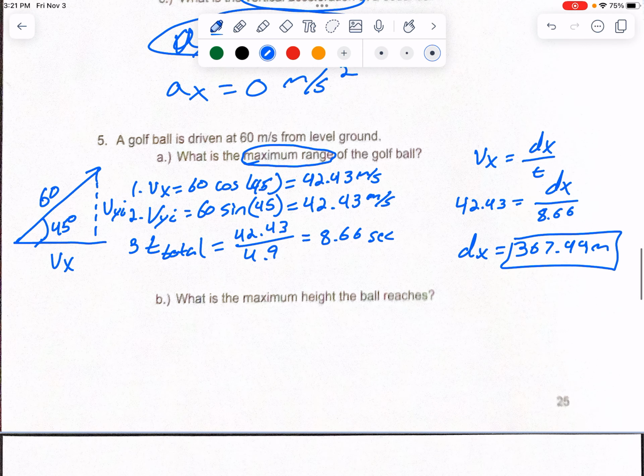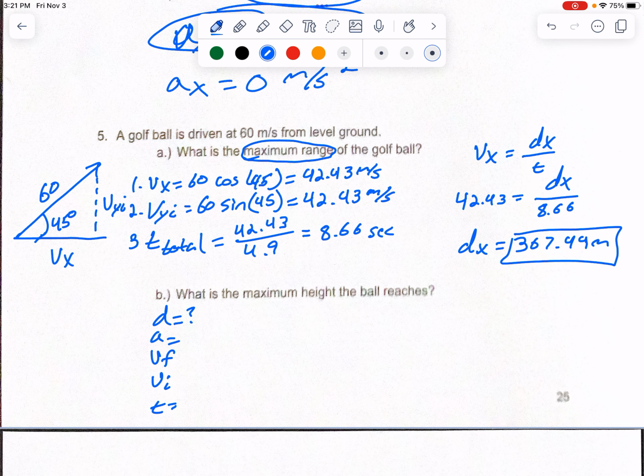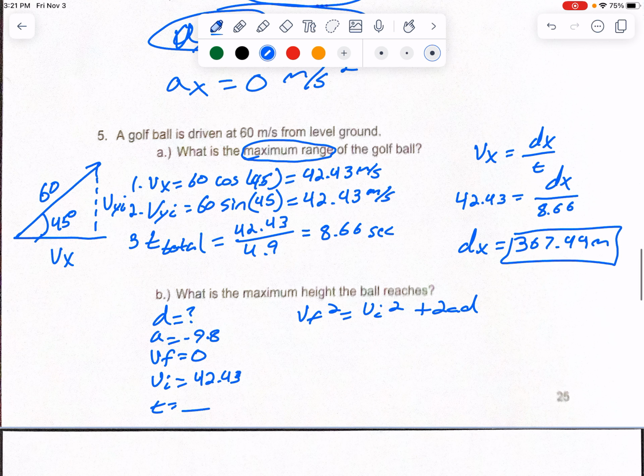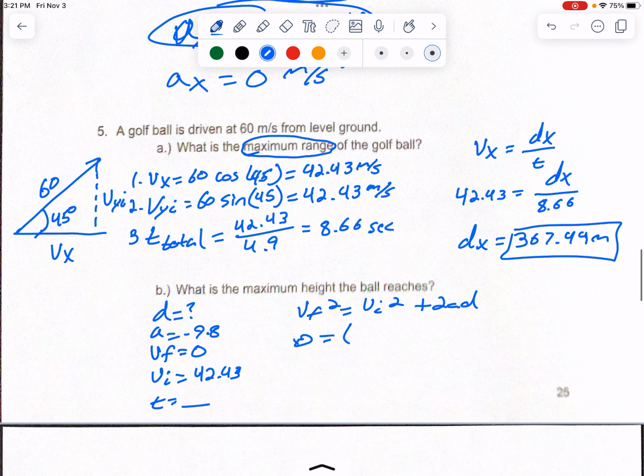That's your answer. Okay, height is going to be delta y, and time is left off, so that is your question mark. A is still negative 9.8. Remember, VF has become 0 now. VI, I found that was 42.43. So VF squared equals VI squared plus 2AD. So 0 equals 42.43 squared plus 2 times negative 9.8 times distance.